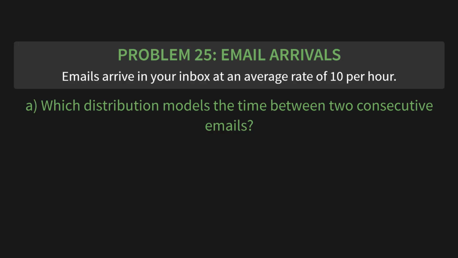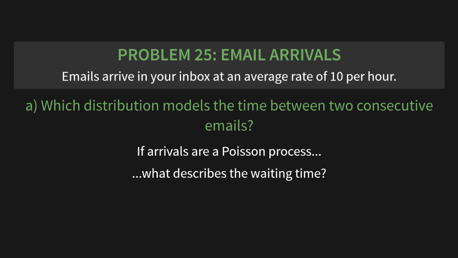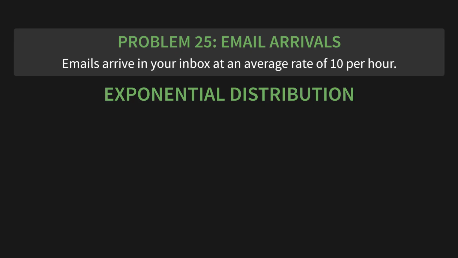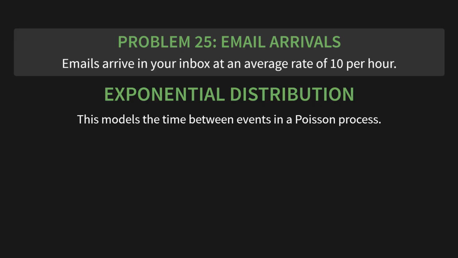Problem 25. Email arrivals. Emails arrive in your inbox at an average rate of 10 per hour. Part A. Which distribution models the time between 2 consecutive emails? If the arrivals are a Poisson process, what describes the waiting time? Hint. It's the memoryless one. You got it. It's the exponential distribution.